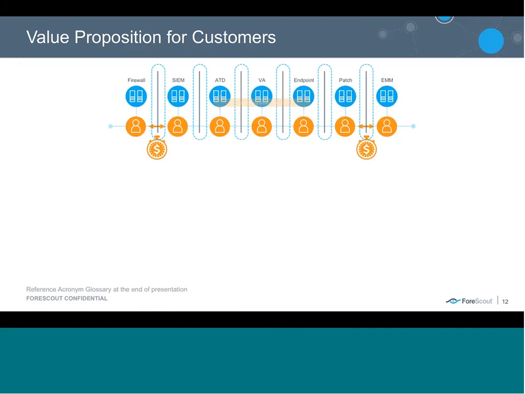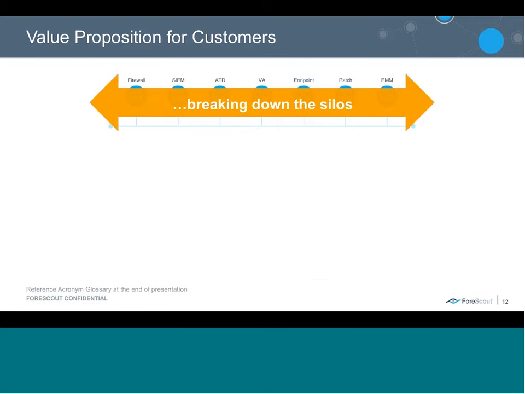So what's the value prop, right? The value proposition for our customers really is breaking down the silos. You've heard this over and over again. In a security environment, the different products are usually controlled by different departments, and nobody talks to each other because they don't have time, because they're too busy chasing after the security alerts that those systems are generating. Firewall, ATD, VA, endpoint, right? They're all typically managed by other departments.